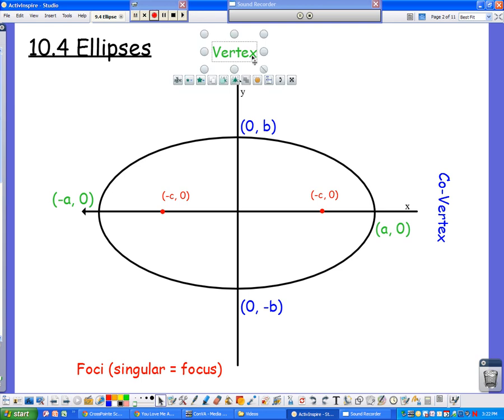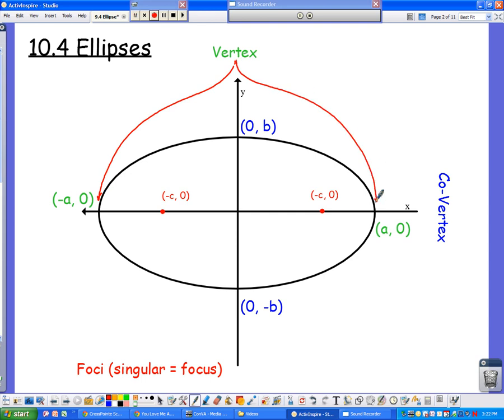The first part is the vertices. There are actually two. The first one is right there, and usually we refer to these as the furthest point away from 0. Okay.